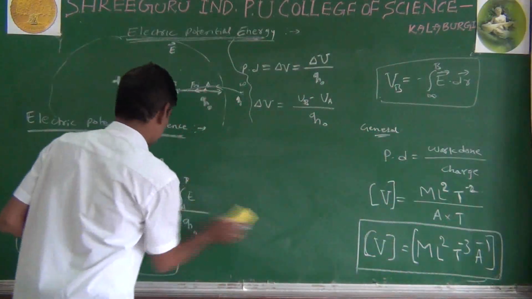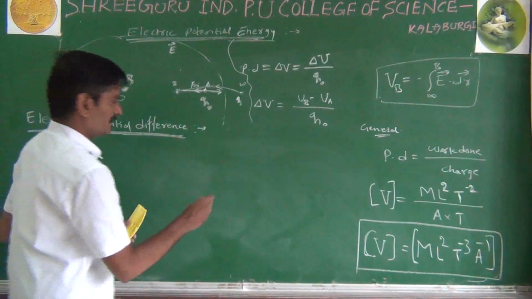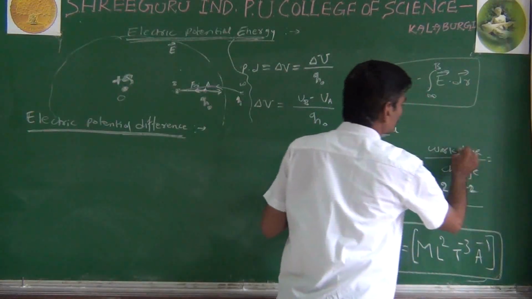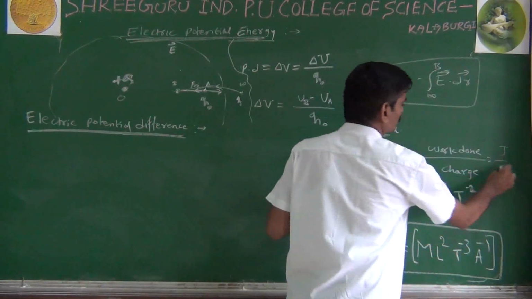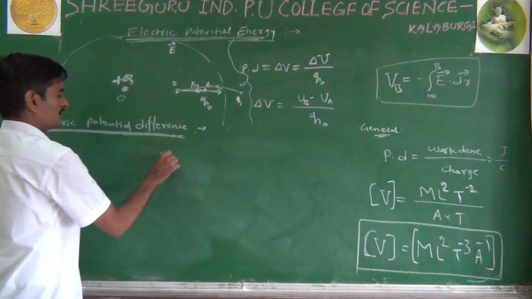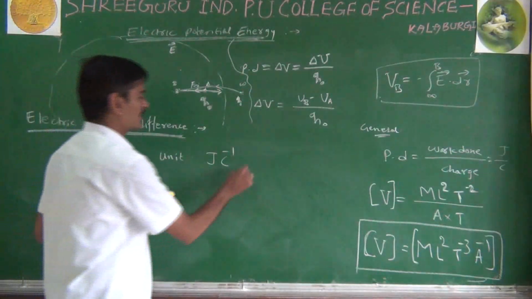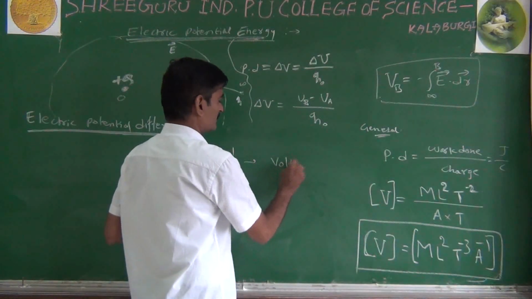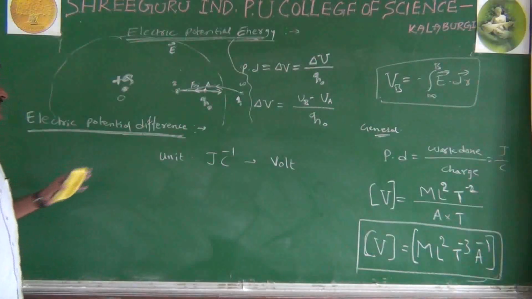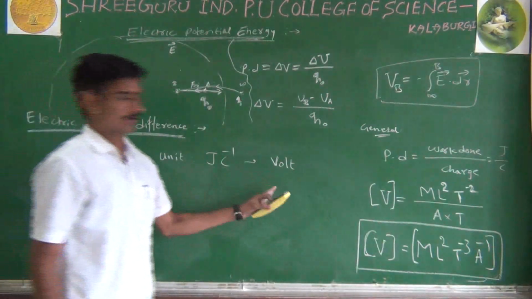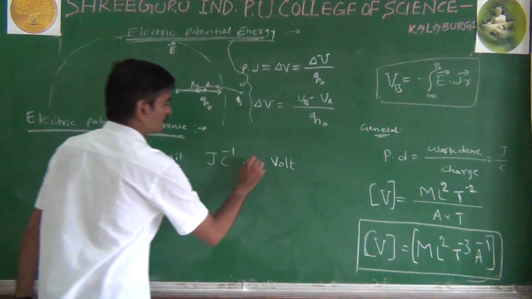And now the unit. The unit of work done is joule and the unit of charge is coulomb. So joule per coulomb. The unit of electric potential is joule per coulomb, and it is named volt after the scientist Volta. So the SI unit of electric potential is volt, or joule per coulomb.